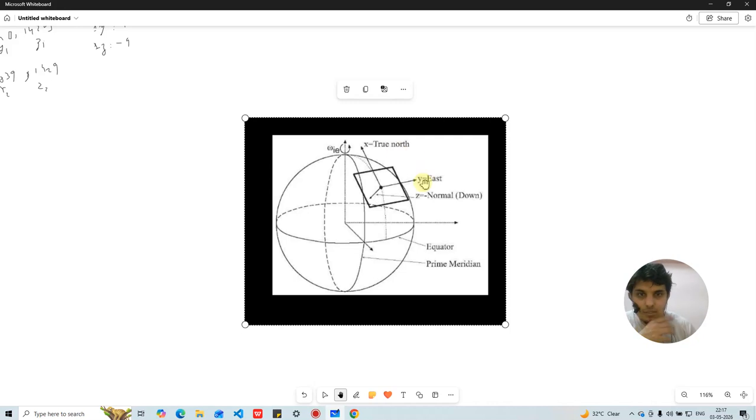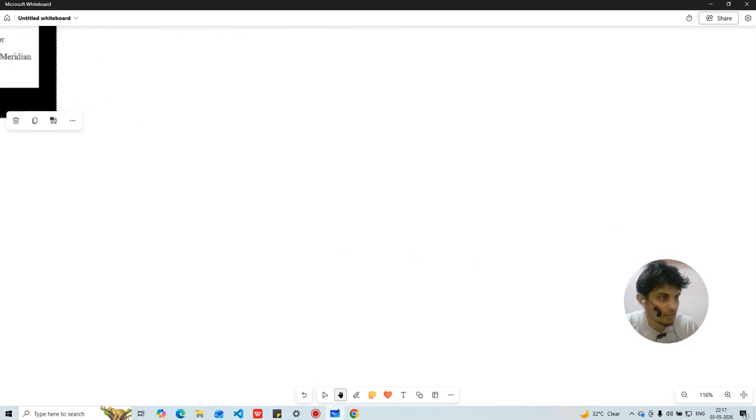Okay, let's discuss this. X is true north, Y is east, and Z is normal down. By the way, does down mean pointing to the center? I don't know. Here I have another interesting image. Let's discuss that as well.